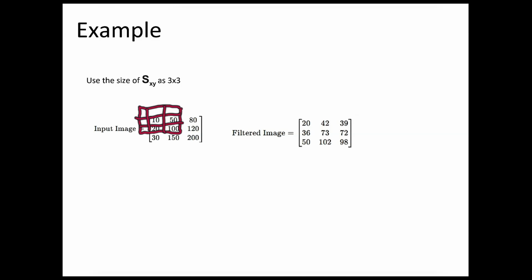And we add all of them, like 10 plus 50 plus 20 plus 100, divide by 9, which is the average, and we assign this value to the middle one, which is 20 now. Then I slide it to 50, and whatever comes in the box I add and divide by 9, giving 42. Similarly like this, then the other row, then the other row, we get this. This is called the averaging or the mean filter.